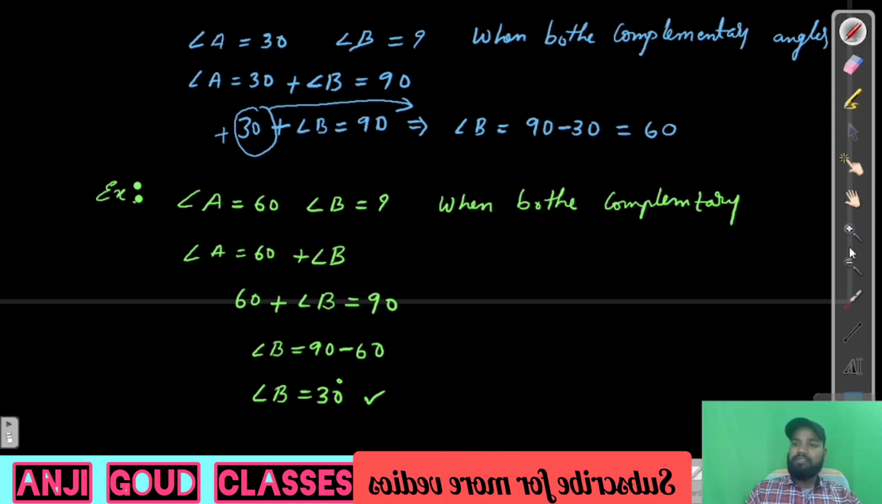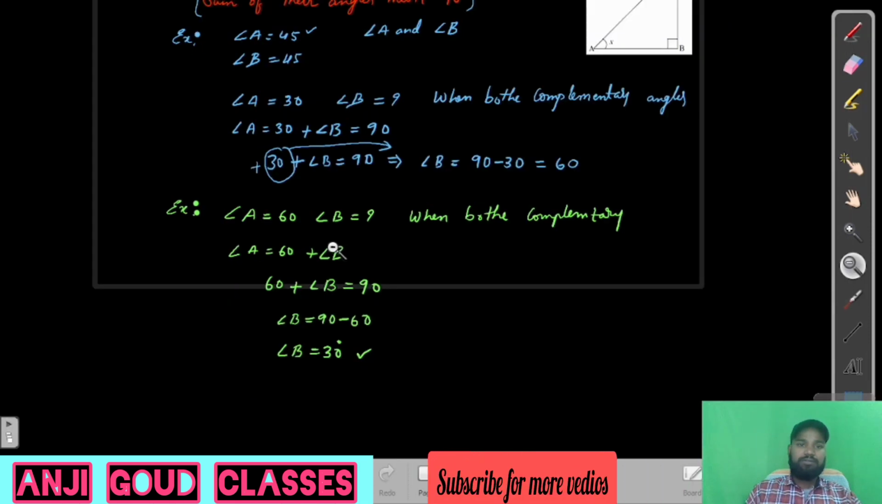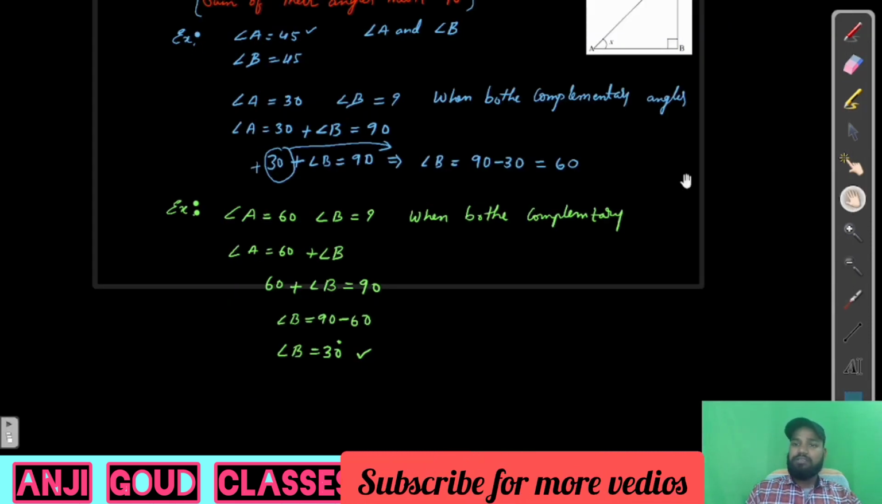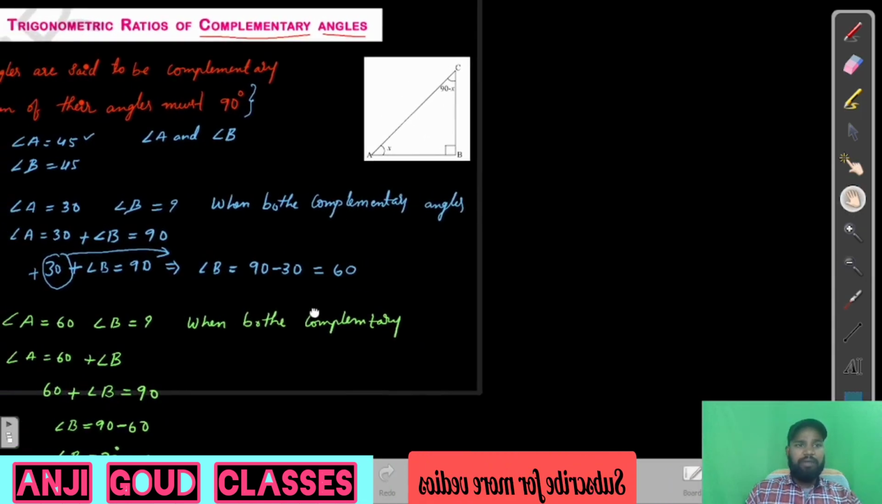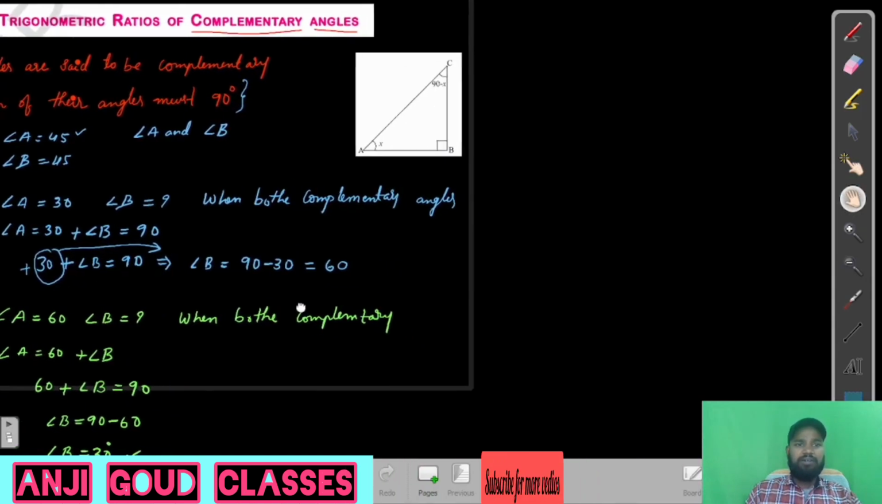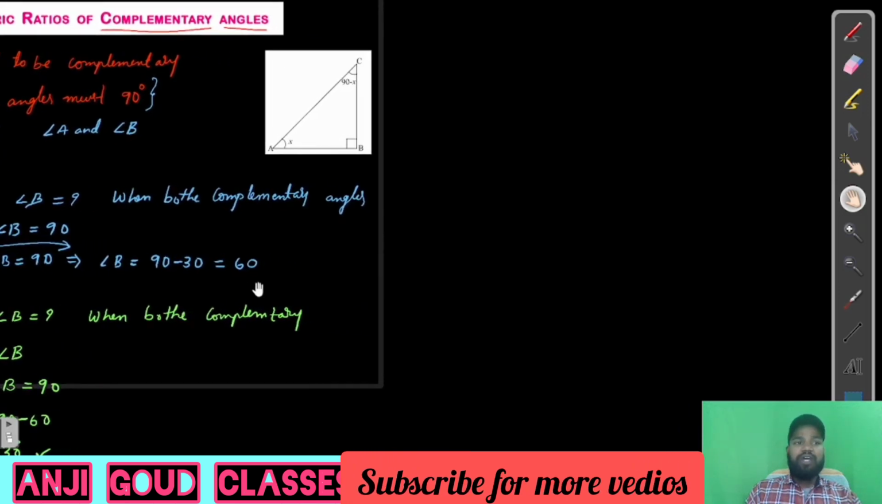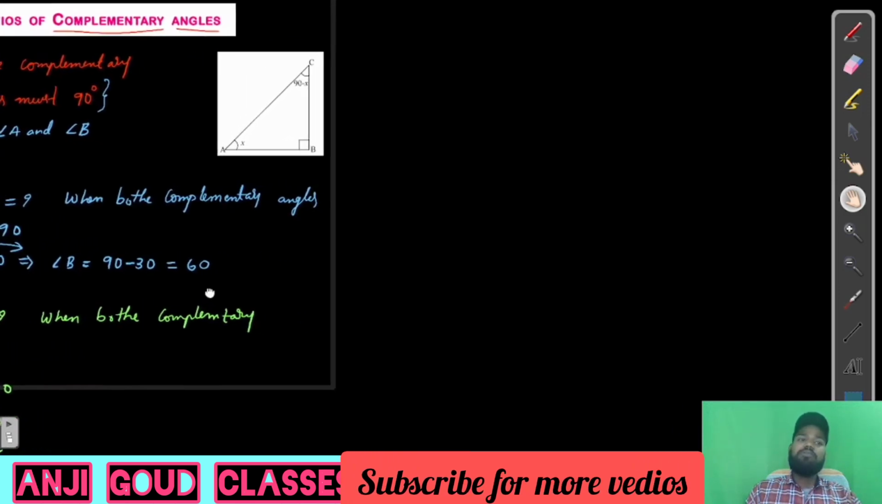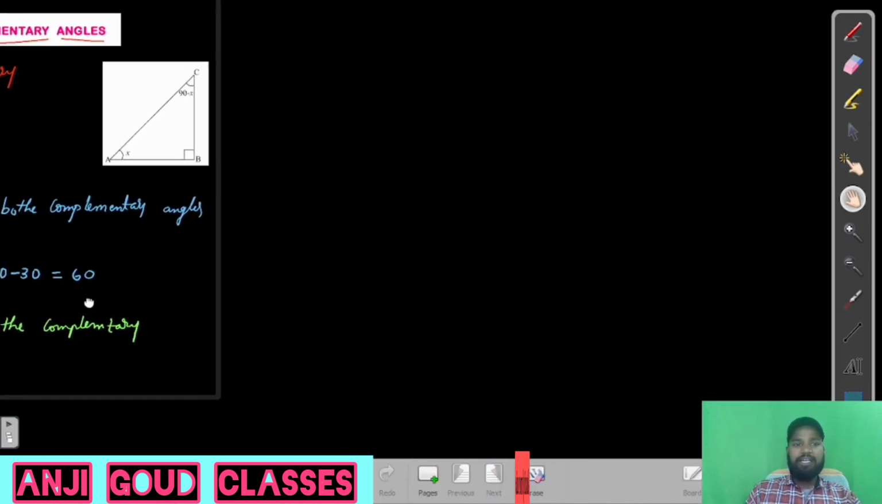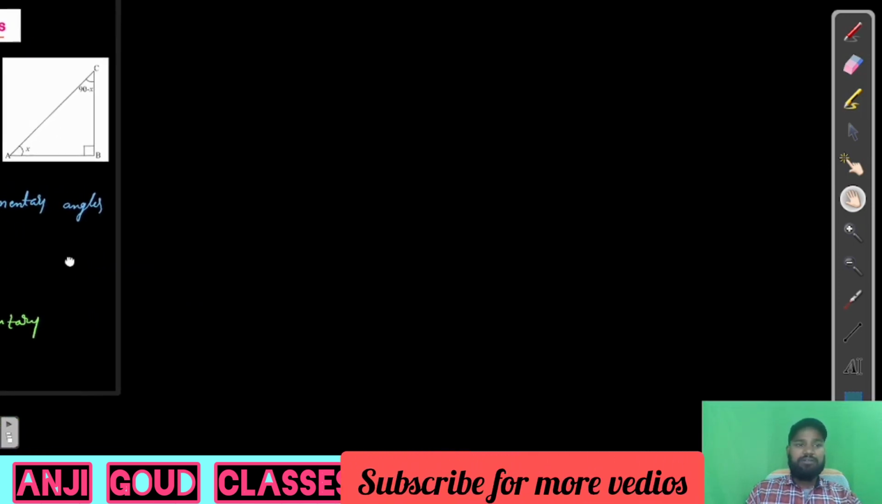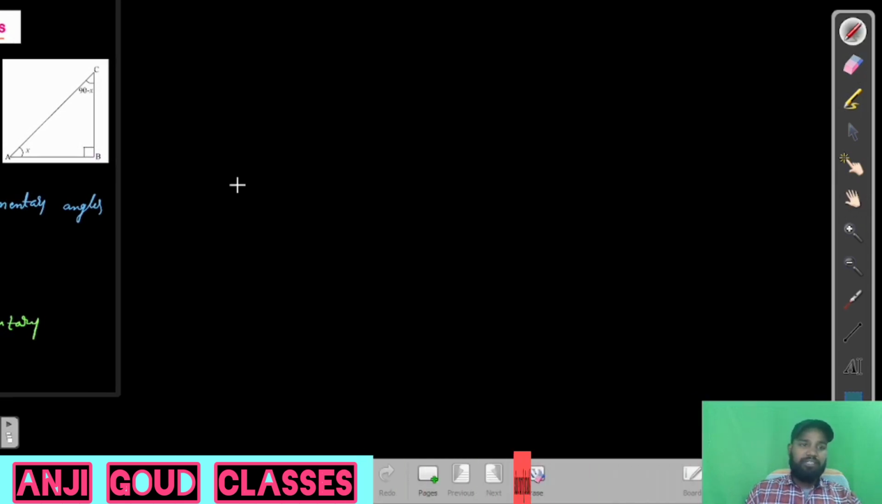So I will make it smaller. Yeah. So now see, our basic agenda is here. Our main agenda is to find the trigonometric ratios of complementary angles. Trigonometric ratios of complementary angles we need to find, right?